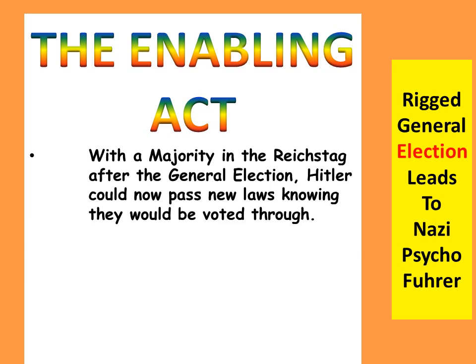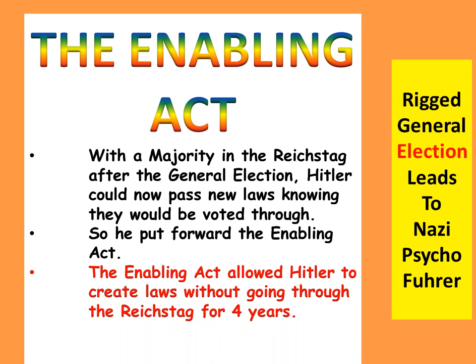With the majority in the Reichstag, Hitler can now pass new laws knowing that they would be voted through. So he puts forward the Enabling Act. Now the Enabling Act, crucially, remember this is in red, so this is the important bit, it allowed Hitler to create laws without going through the Reichstag for four whole years. So Hitler is essentially like a dictator. He can make laws up, he doesn't have to go through the Reichstag.